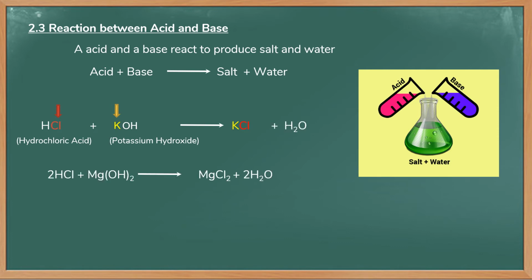In another example, we look at the reaction between hydrochloric acid and magnesium hydroxide. It produces a salt, magnesium chloride, and water. These reactions are also known as neutralization reactions.